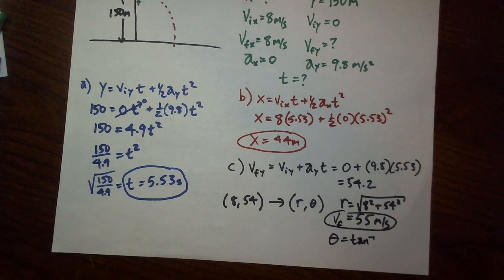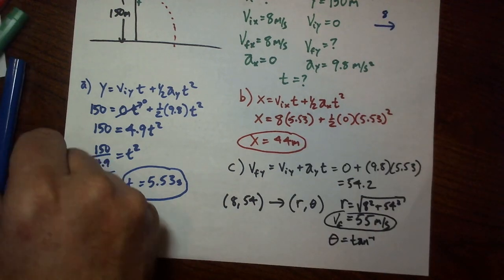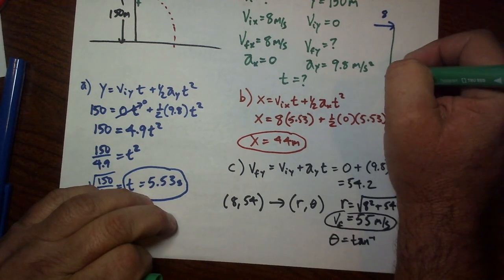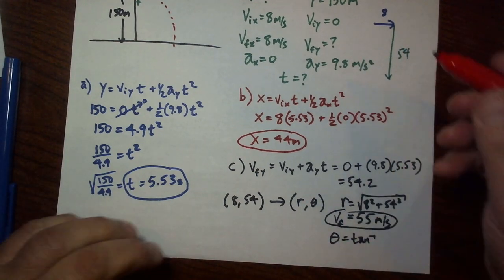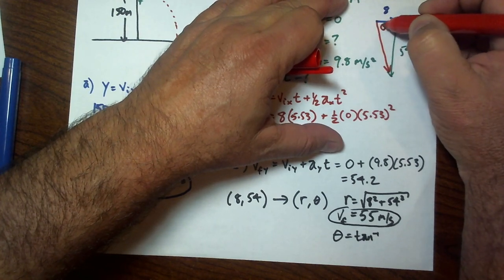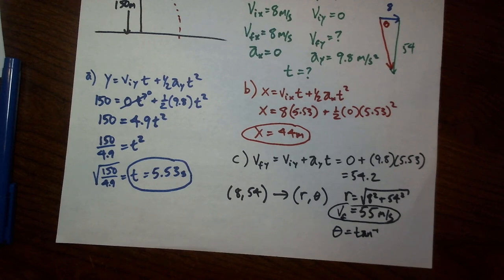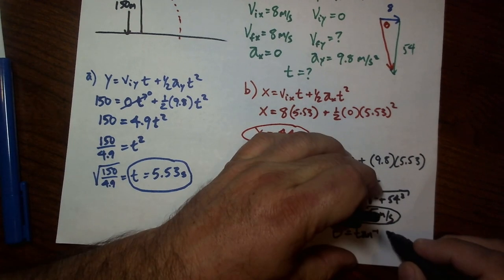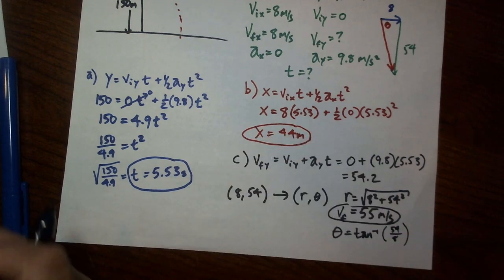And for that, I think a little sketch would be in order. We're going to have 8 meters per second of horizontal velocity, and we're going to have a gigantic 54 meters per second of vertical velocity. And so our vector velocity is this direction. And I want this angle right in here, the angle below the horizon. So I think the opposite side is the 54. 54, 8, and now let's get that going.